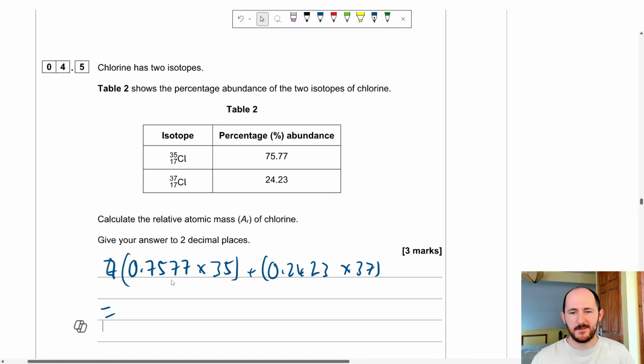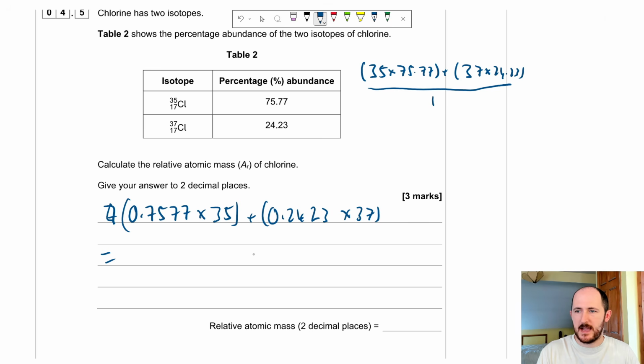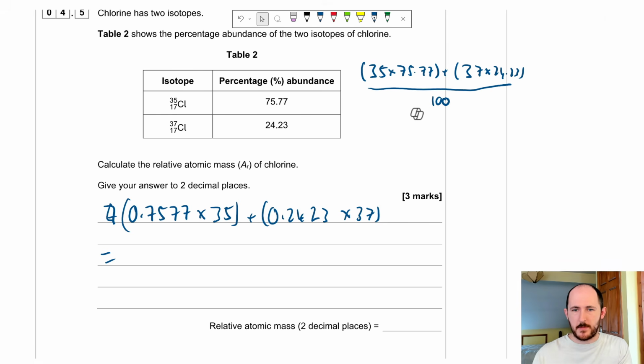Now, the formula you might have seen before is something along these lines, where you have 35 times 75.77 plus 37 times 24.23 all over 100. Now, if you actually compare that to what I'm doing, it's the same thing. I've just divided by 100 first because I'm taking a percentage of a number, like we do in maths. So when you take a percentage of a number, you make it a multiplier, right? Or you enter it in your calculator. You can actually enter percentage of amount in your calculator.